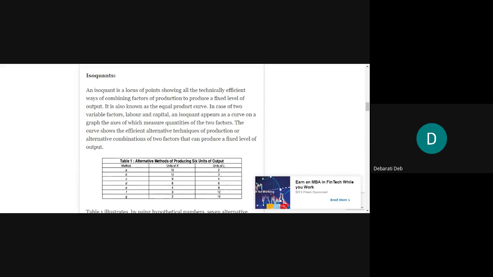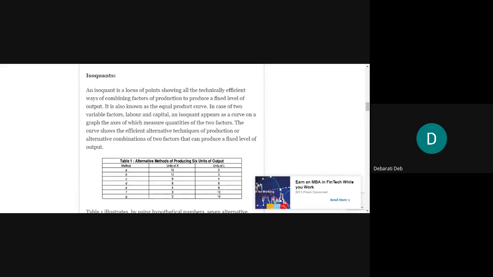The curve shows the efficient alternative techniques of production or the alternative combinations of two factors that can produce a fixed level of output. So this curve will ultimately show the efficient alternative techniques of production, because if you just determine only one combination of the two factors of production, then sometimes it might be difficult for you to always follow that only one combination. So when you are plotting an isoquant curve on a graph having two axes, then you have certain other options. Some alternatives are also available to you.